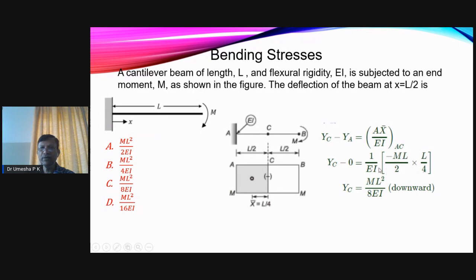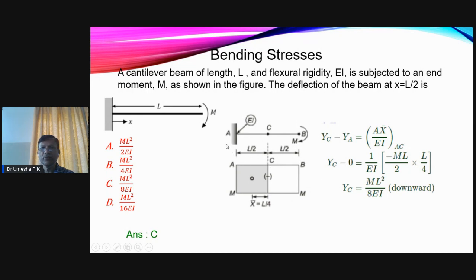Actually what you are doing here is taking the area of the M by EI diagram into the centroidal distance from that point. We know M into L by 2, where M is the moment and L by 2 is the length, at a distance L by 4, which is the centroidal distance here. So A X bar divided by EI gives YC equal to ML square by 8 EI. That will be option C. Option C is the correct answer. What we have done here is draw the moment diagram due to the moment acting at the free end. This is the moment diagram.